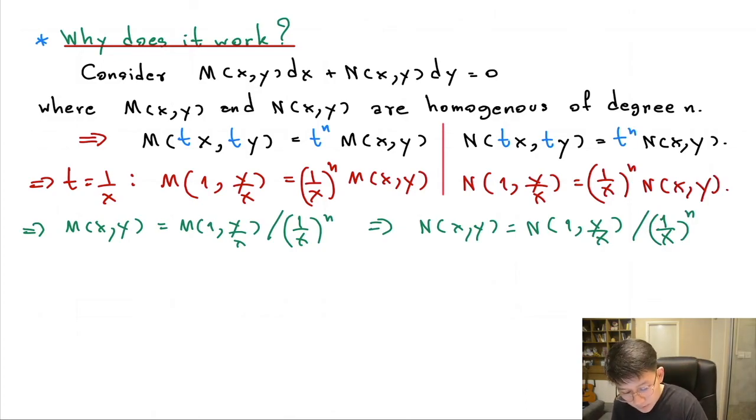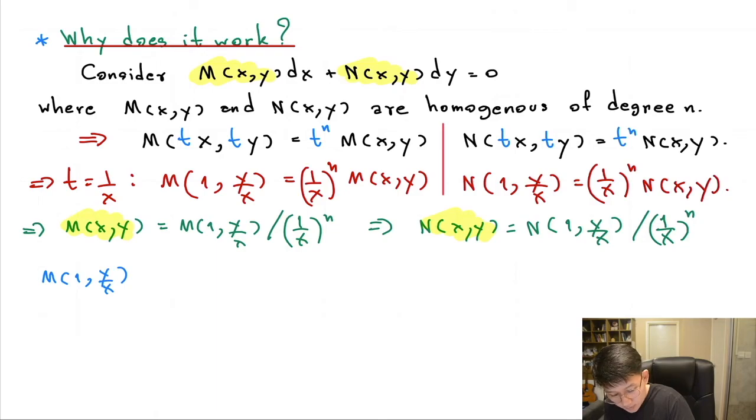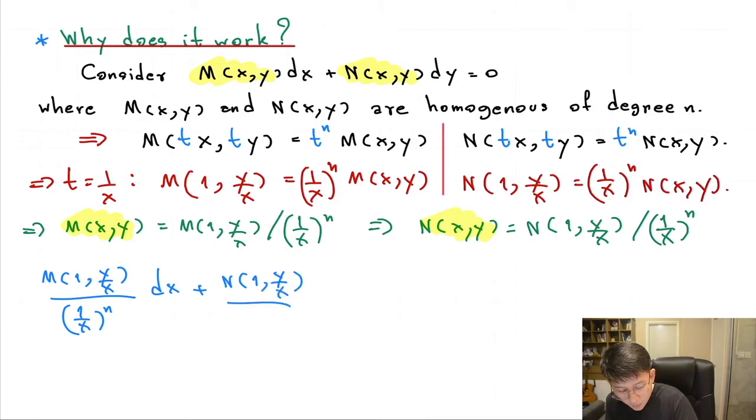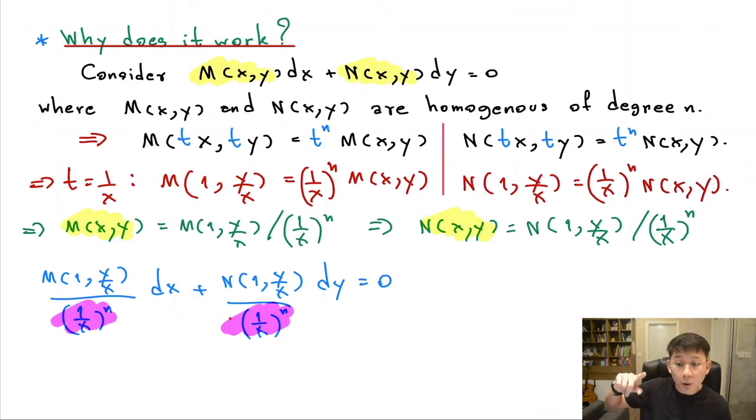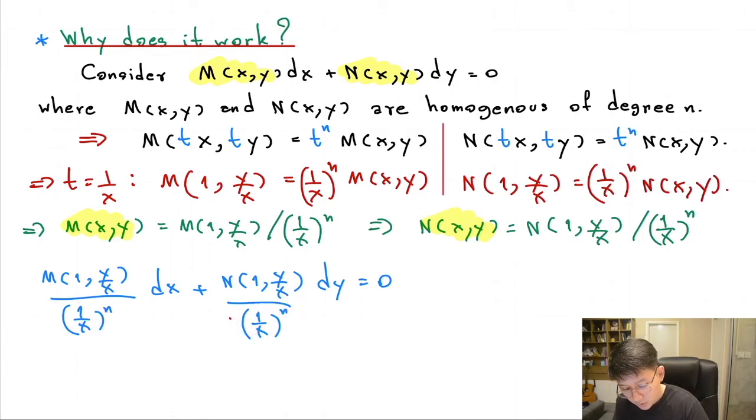And then I substitute this M and N in here. So what I have is M of 1, y over x, divided by 1 over x to the n, dx plus N of 1, y over x, divided by 1 over x to the n, dy equals 0, right? But these are the same, right? So I can multiply the whole equation by 1 over x to the n. So these would disappear.